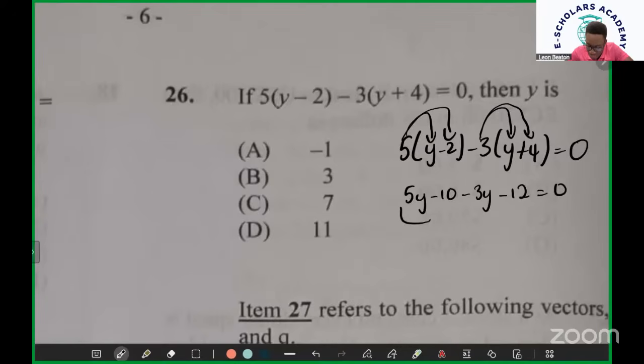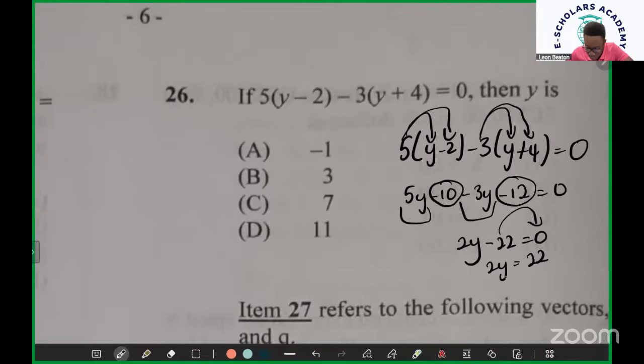So let's put the like terms together. 5y minus 3y would give me 2y. And −10 minus 12, that would give me −22, is equal to 0. So 2y would be equal to, take over this −22 becomes +22. Hence y is equal to 22 divided by 2, which would be 11, right? So D.